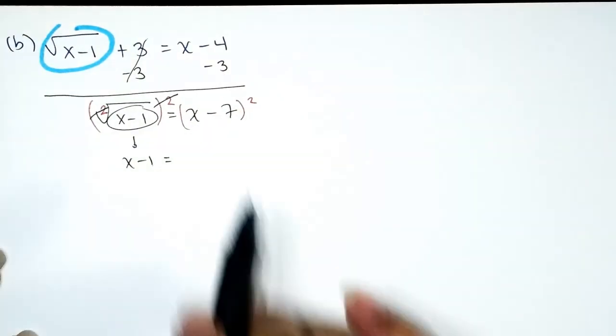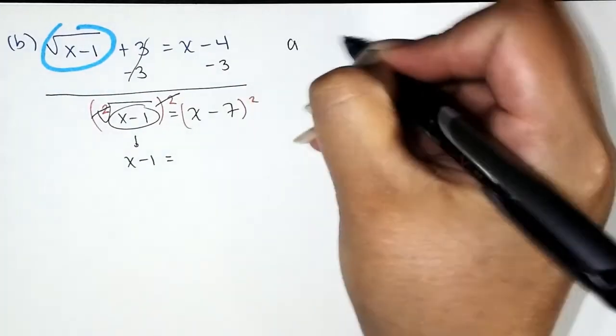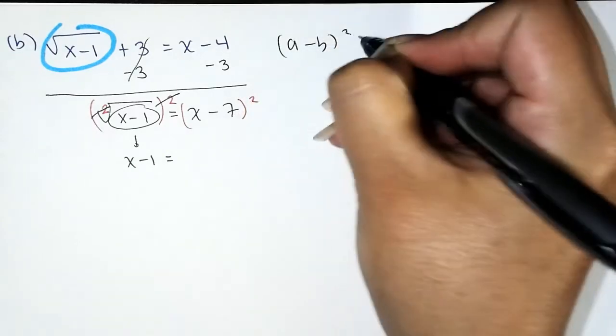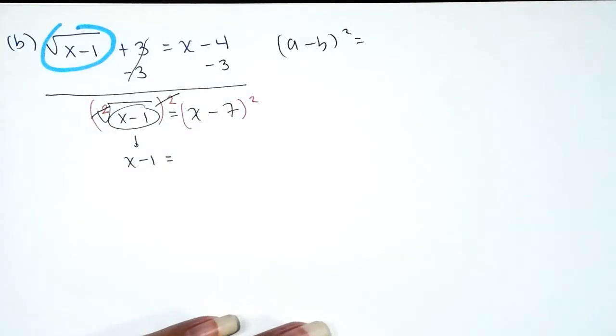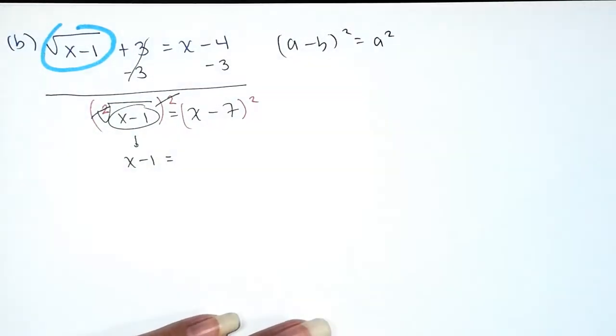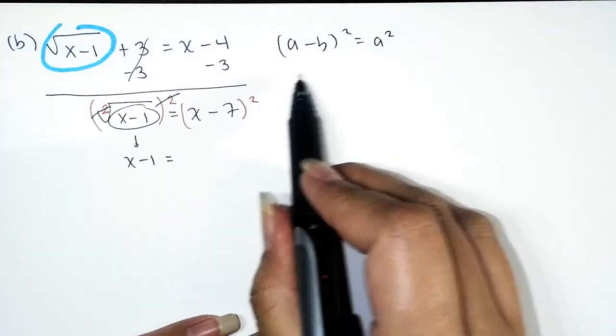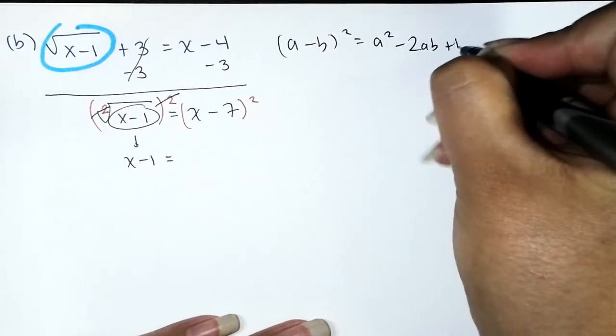Okay, on the right side, you're going to square it however you can. If you take the multiplication shortcut, let me go ahead and review. If we're squaring a binomial of the form a minus b, if this is your question, then this is your answer: a squared minus 2ab plus b squared.